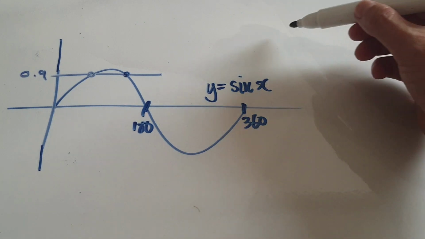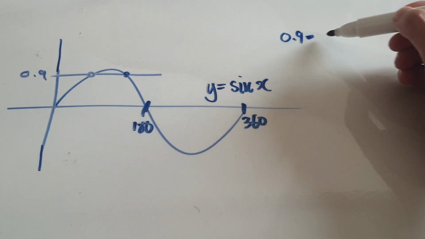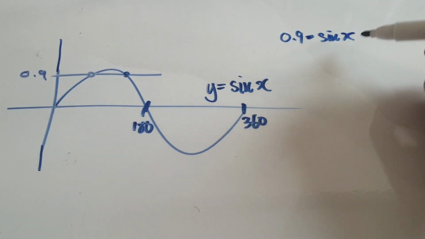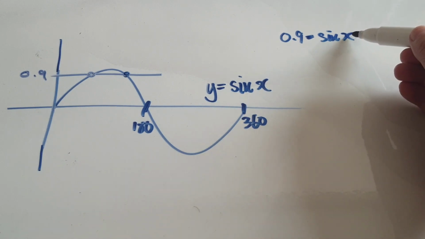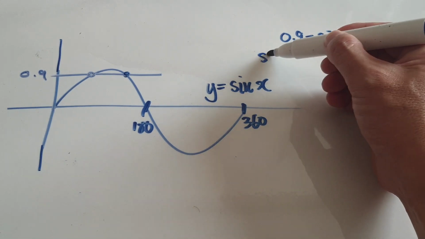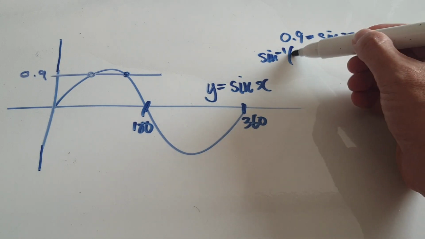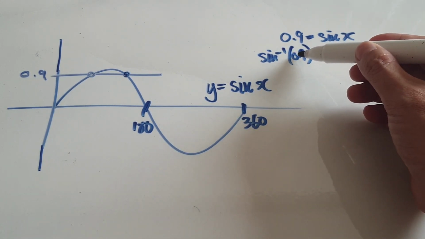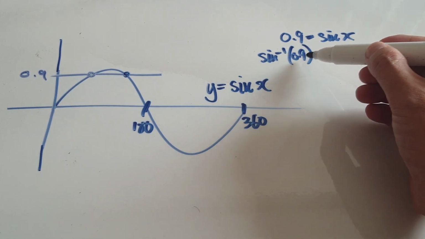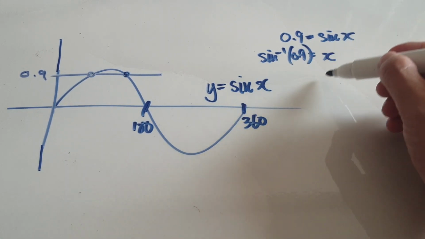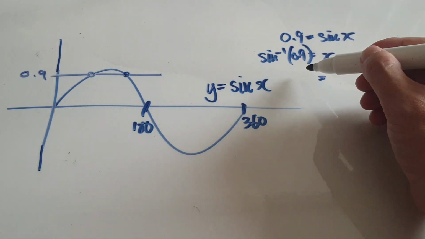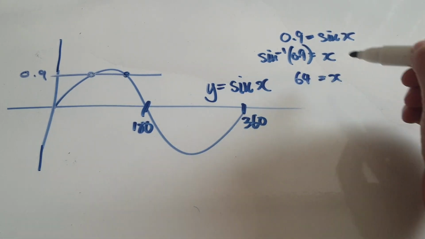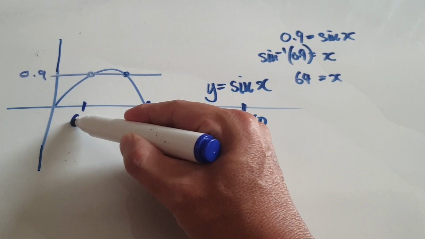So it really boils down to you solving this: 0.9 equals sine of x. Your job is to find x. So inverse sine equally to both sides. That will then give you this 0.9, and this will be x. So now jump to a calculator and punch in inverse sine 0.9. If you do that on a calculator, it will give you roughly 64. So that means the angle here will be 64.